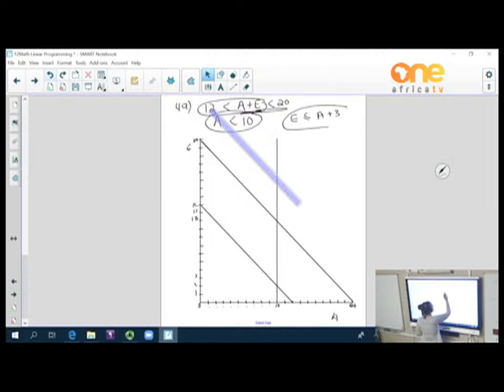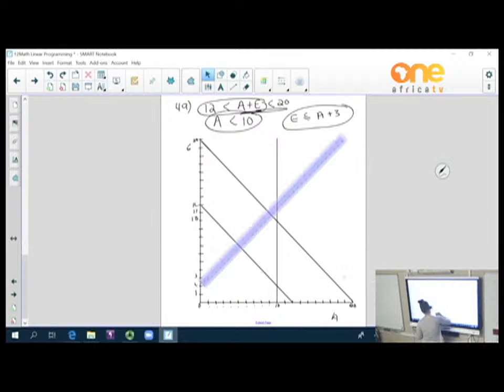The last one is England is less than or equal to Argentina plus 3. So we will start out at 3, where England is at 3 because there will be 3 more than Argentina. We will start out at 3 and we will end at 20. So you will just measure this exactly.